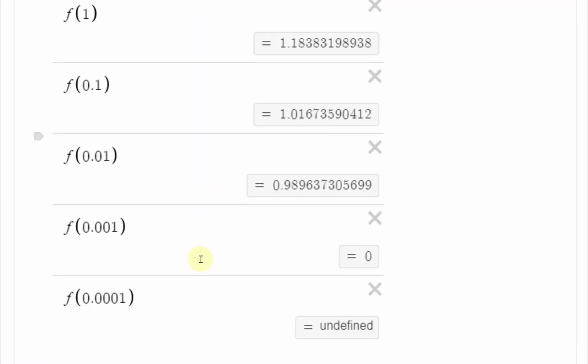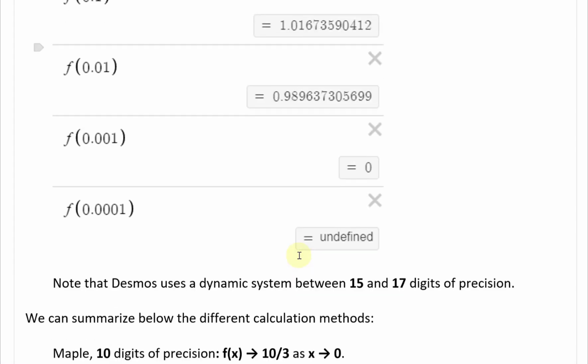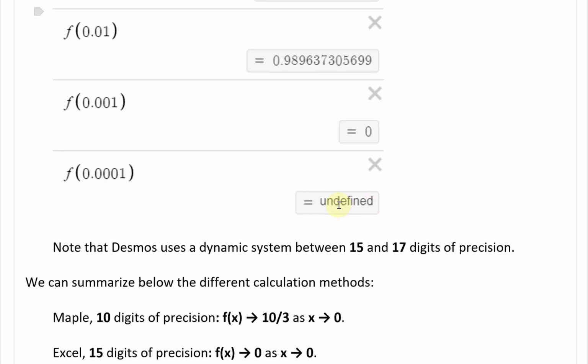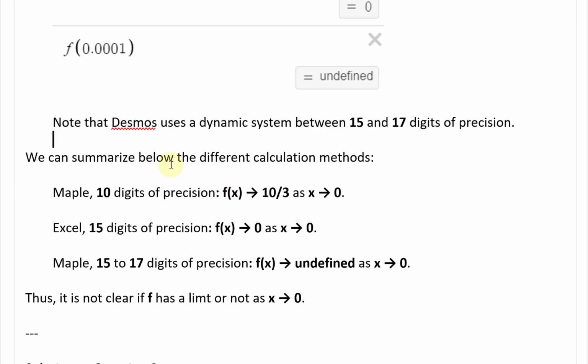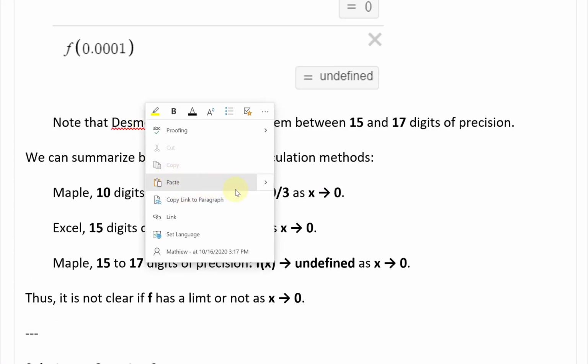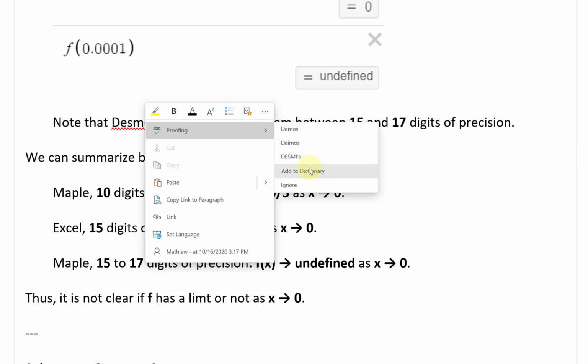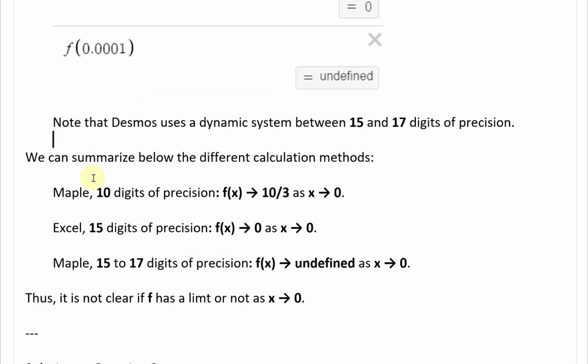The next one is 0.001, and we get 0. And then 0.0001, we get undefined. So it looks like it's undefined there. Note that Desmos uses a dynamic system between 15 and 17 digits of precision. So we can summarize below the different calculation methods.